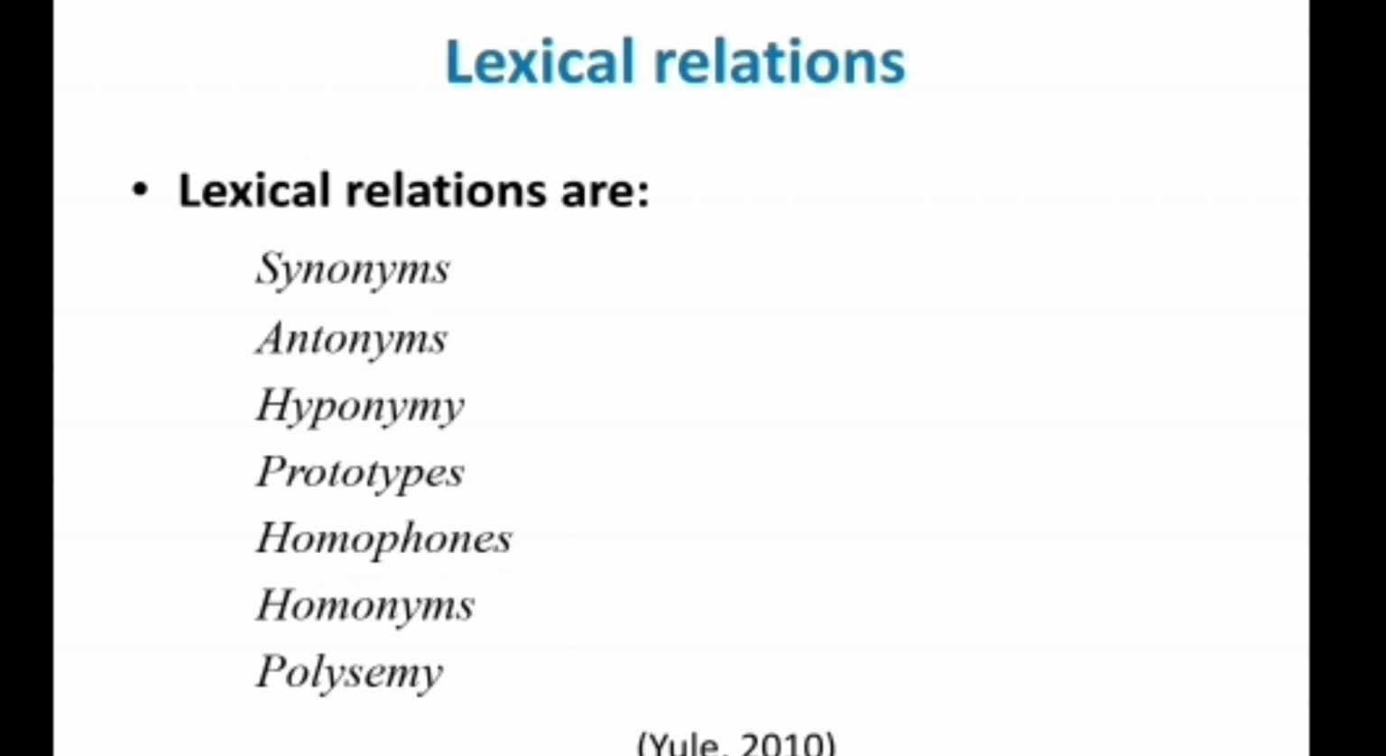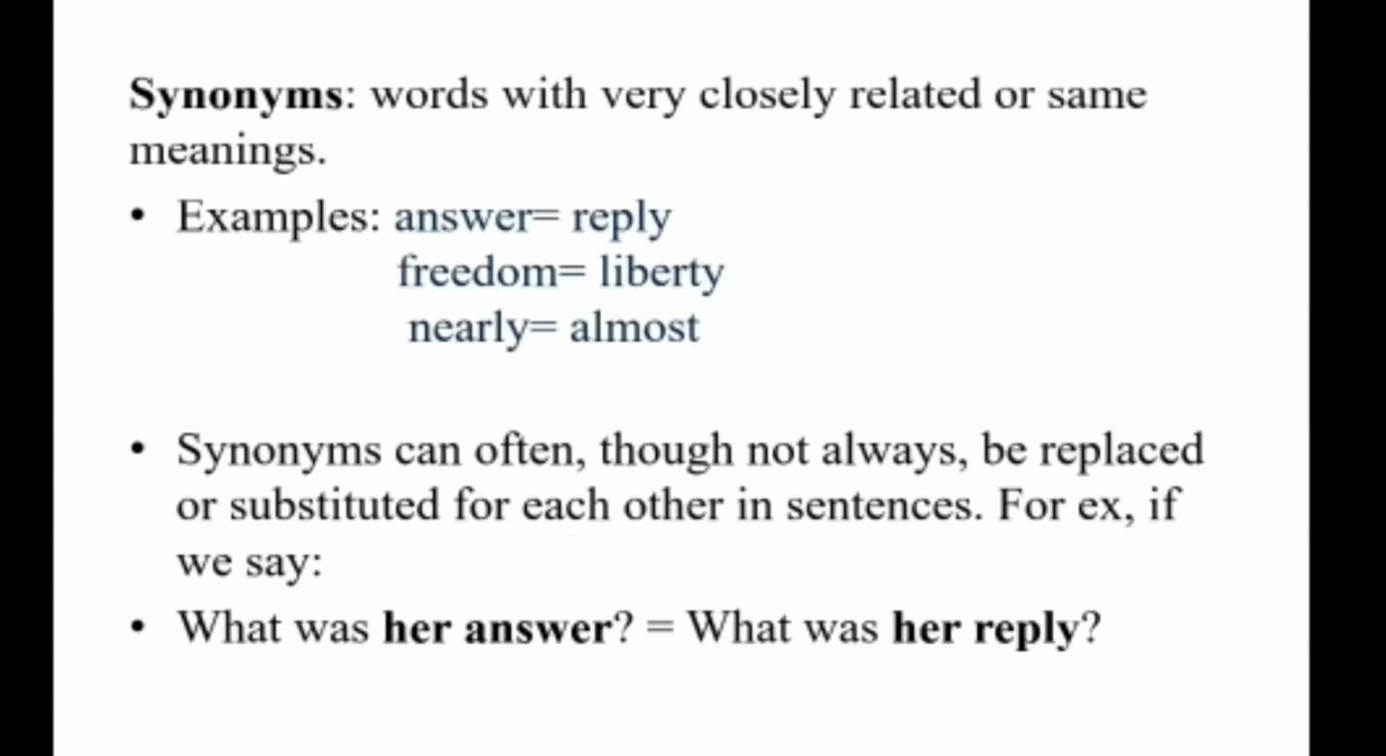We are going to cover some of the lexical semantic relations, which are synonyms, antonyms, hyponyms, prototypes, homophones, homonymy, and then polysemy. Now let's start with the first one, which is synonyms. Synonyms refer to words which have the same meaning. So we have here answer, which is the same as reply, or freedom is liberty, or nearly is the synonym of almost.